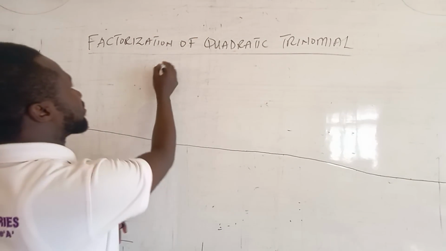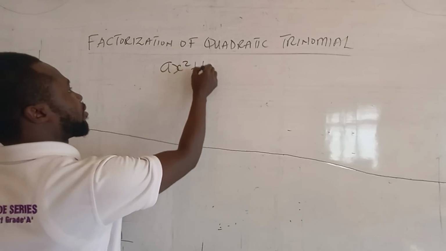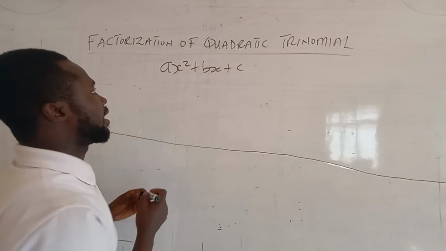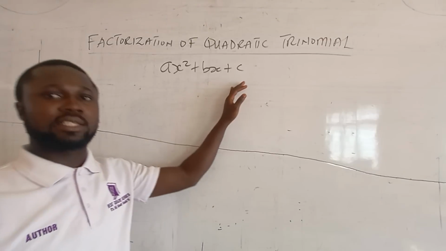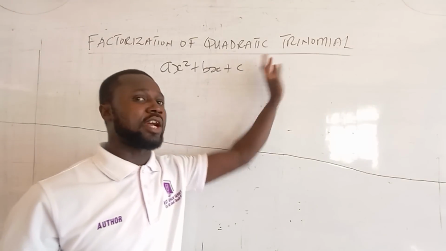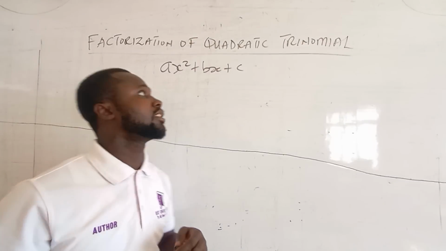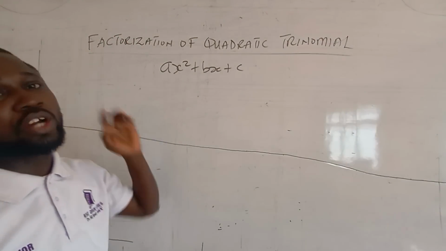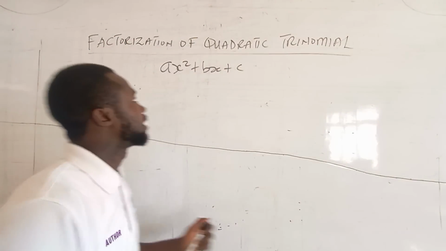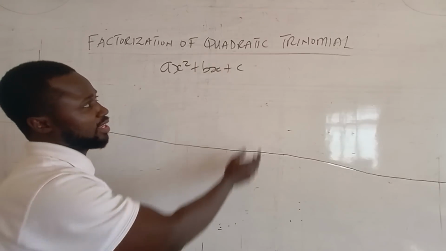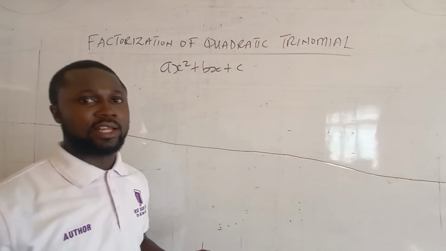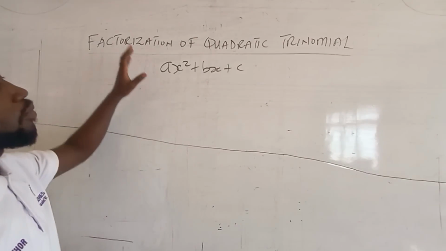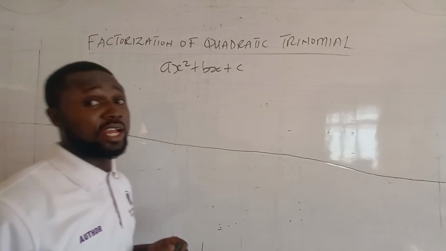First of all, a quadratic trinomial is in this form: ax squared plus bx plus c. If we equate this to 0, it becomes an equation. And it's a trinomial. When you talk about trinomial, I mean that the terms are 3. Ax squared is one term, bx is another term, and c is also another term. And it's quadratic because of the exponent of 2.